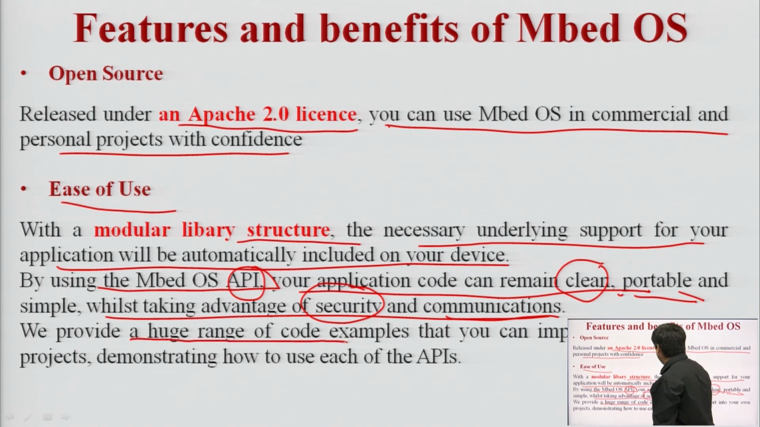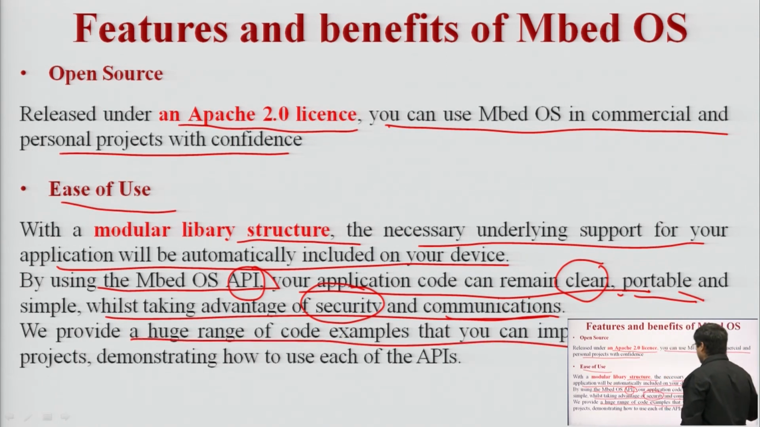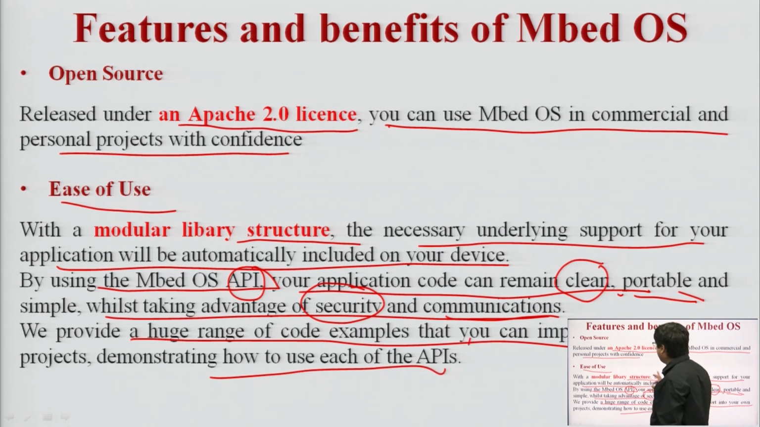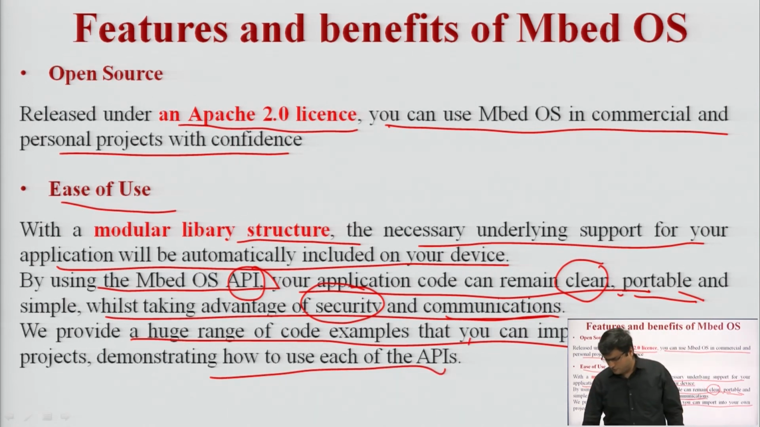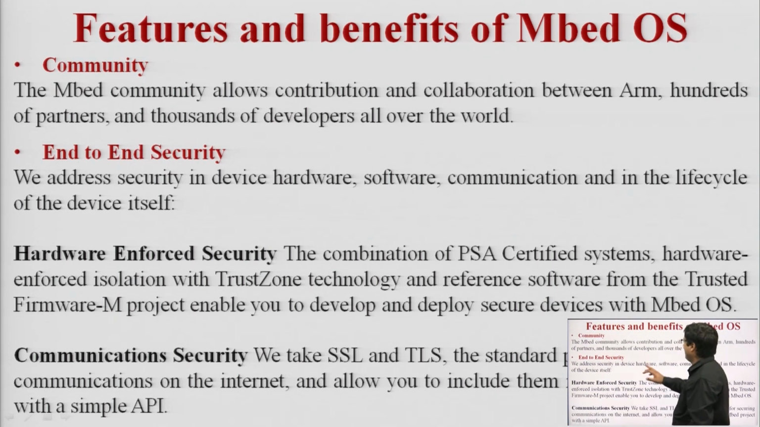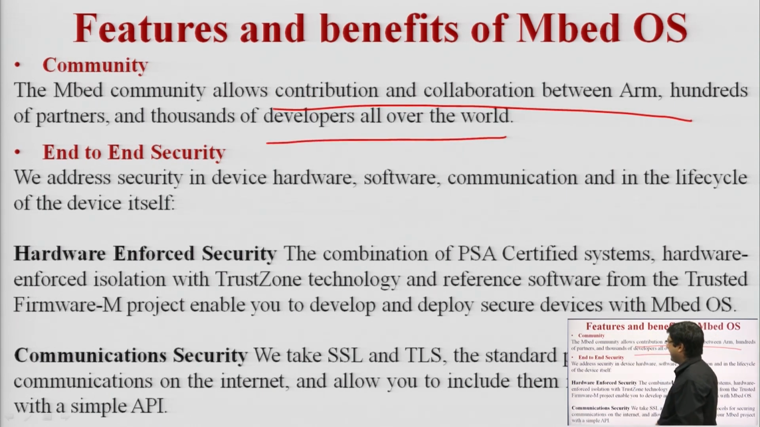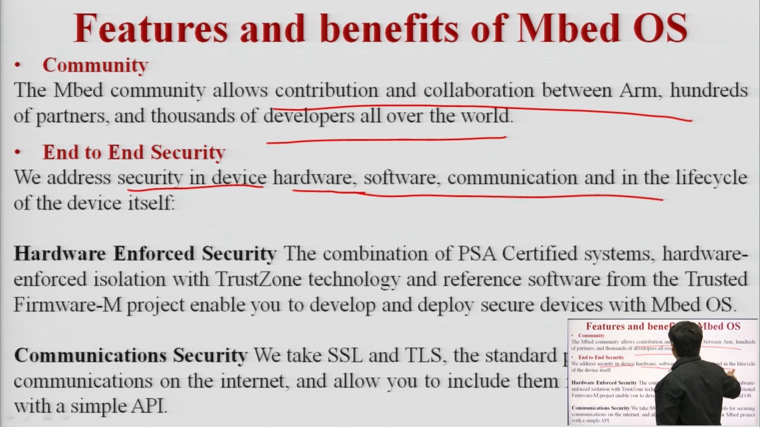We provide a huge range of code examples that you can import into your own projects, demonstrating how to use each of the APIs. So, open source available, ease of use, community: one code is shared among many users. It is a collaborative community. The embed community allows contribution and collaboration between ARM, hundreds of partners and thousands of developers all over the world. End-to-end security: the data saved into embed is secure, covering device, hardware and software communication in the life cycle of the device. So end-to-end security is an option available in embed.